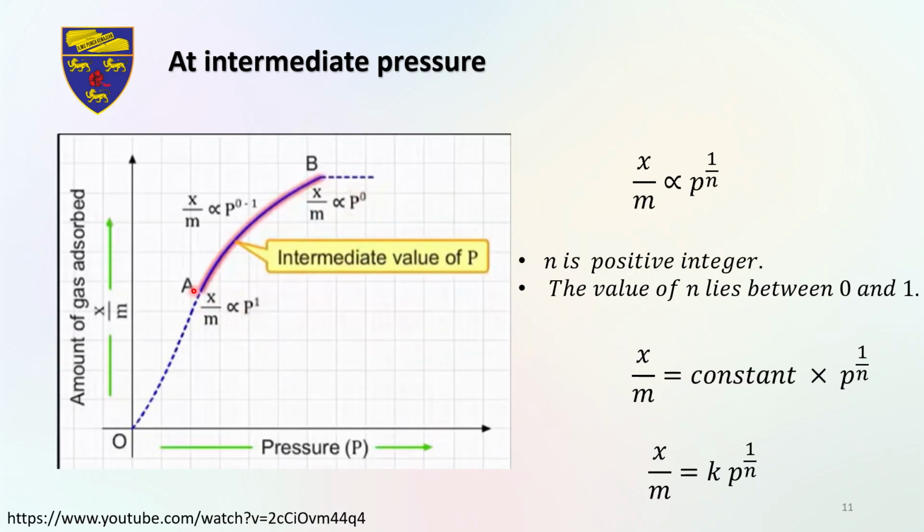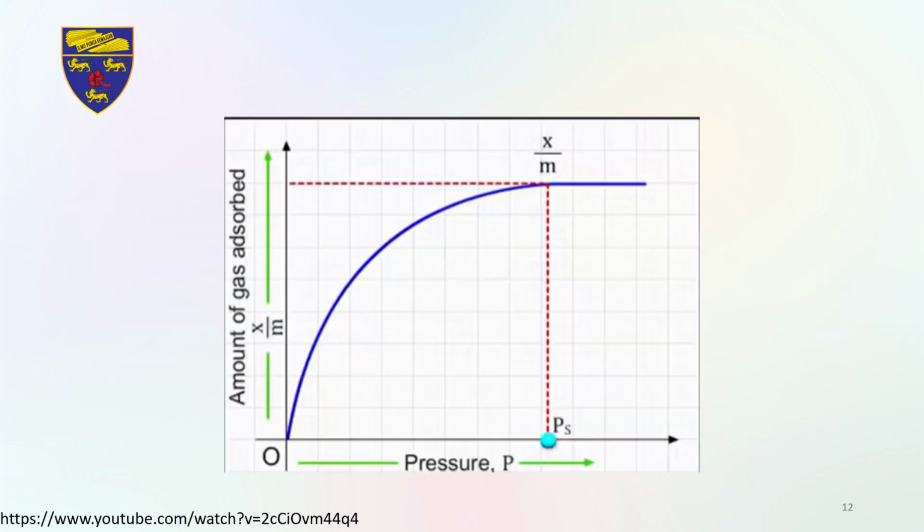While at intermediate pressure, the value of 1/n lies between 0 and 1, and the relationship follows the fractional power of pressure. The peak of this curve is the saturation state, which occurs when the adsorbate forms a uniform molecular layer on the surface.